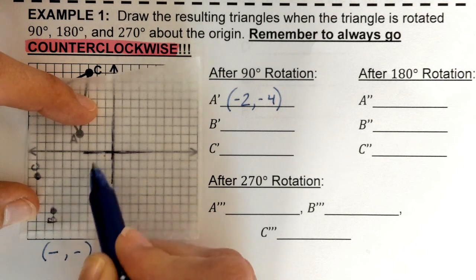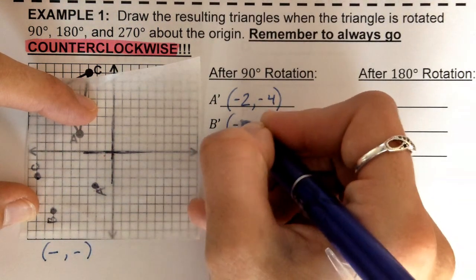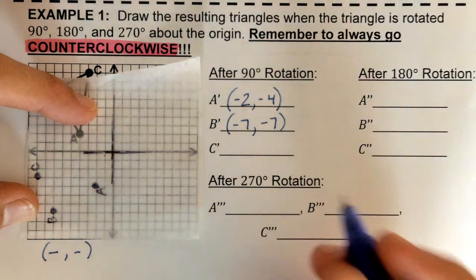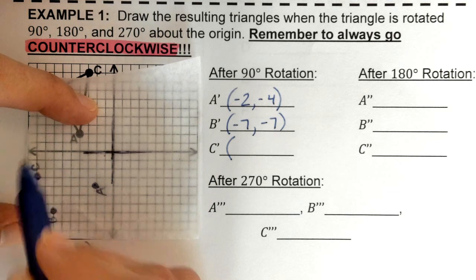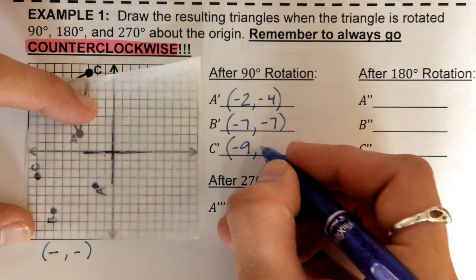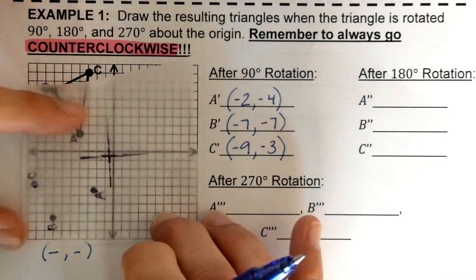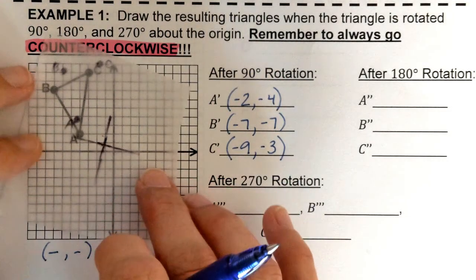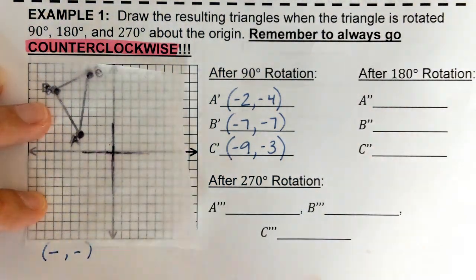Your B prime is going to be at -7, -7. Okay, 7 over here and 7 down. Your C prime, we're going to go -9 all the way over here, and then we're going to be going down -3. Now, if it's your first time doing it, I want you to go back to the original. That way we're practicing switching between different rotations.